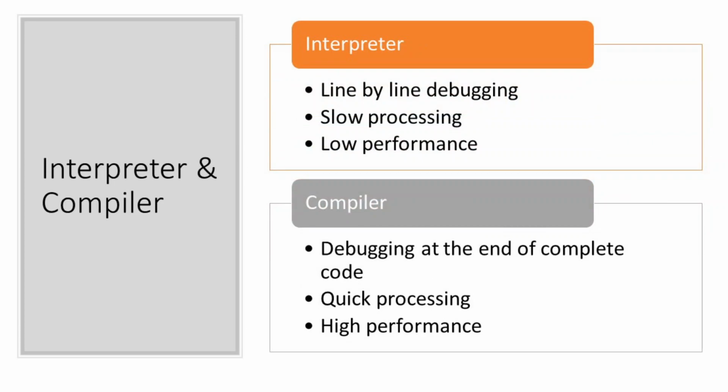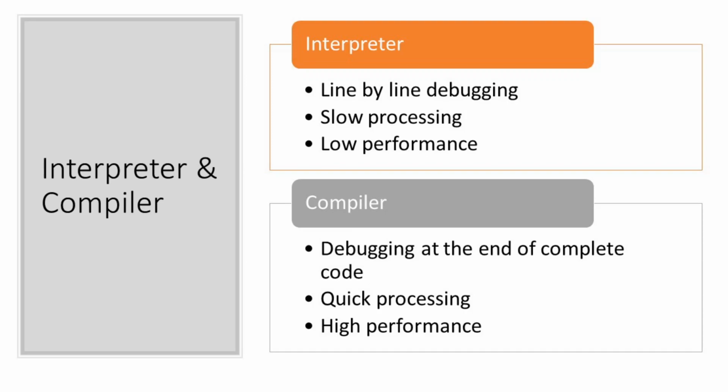An interpreter reads a line, and if a bug is found, it asks the user to make corrections before moving to the next line. This is a time-consuming process as every line has to be corrected before moving to the next line, and so the performance degrades.